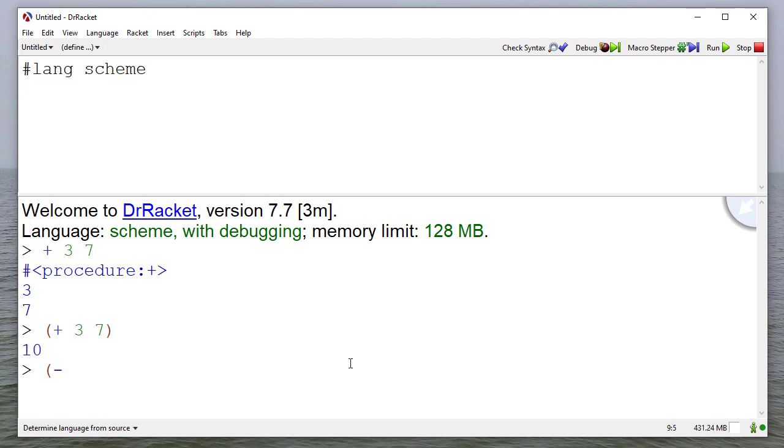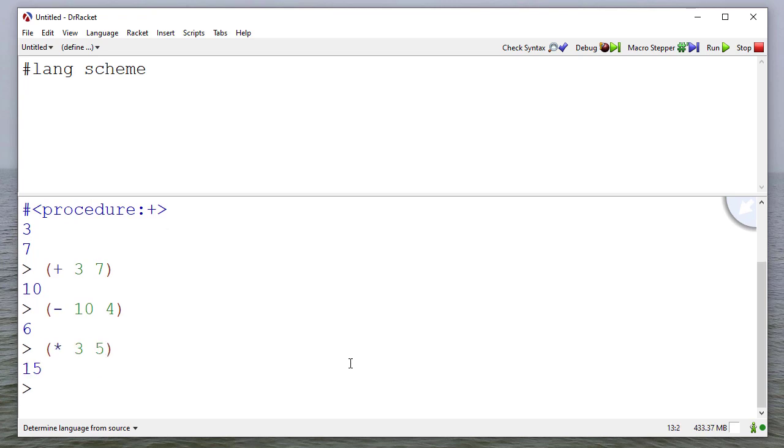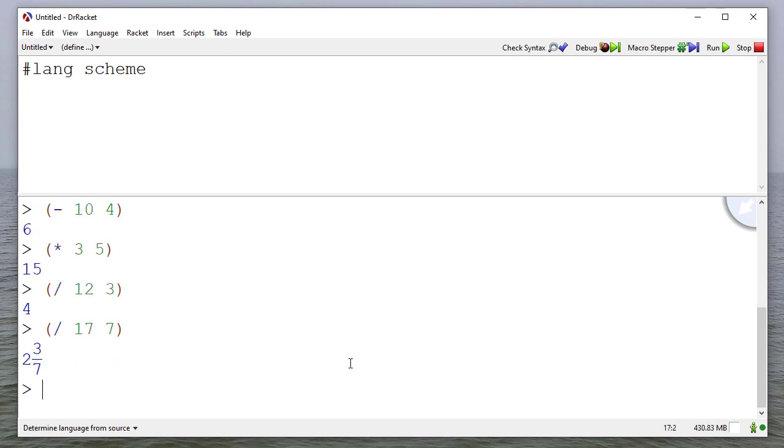I can also do subtraction, multiplication, or division. In fact, with division, it'll even return a fraction.